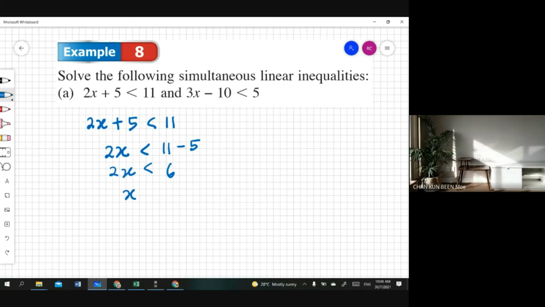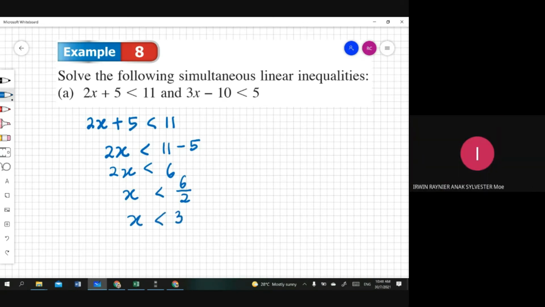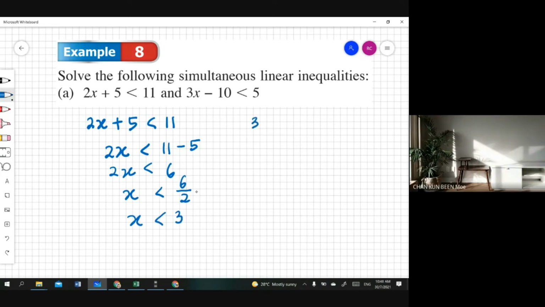This is 2 times x in front, right? Divide by 2. We didn't divide with a negative number, so the sign remains. Therefore, x is less than 3. Okay, and for the other one, you recopy down 3x - 10 is less than 5. So we need to find the value of x over here. We copy down 3x.